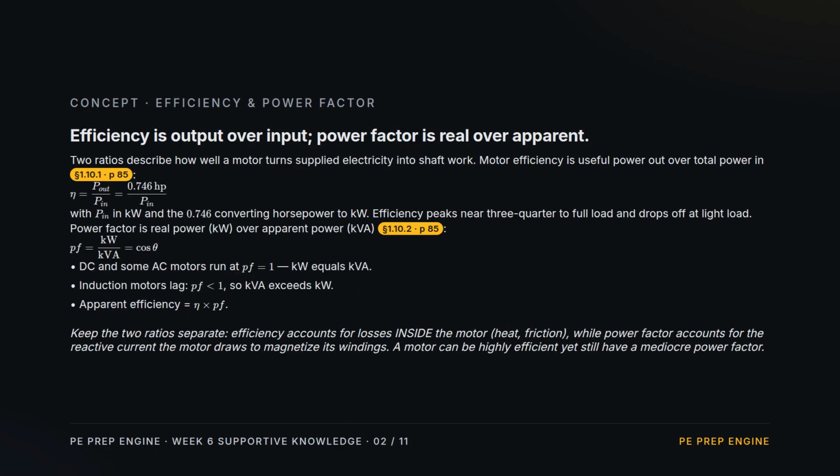Two ratios describe a motor. Efficiency is useful power out over total power in, where the 0.746 converts horsepower to kilowatts. Efficiency peaks near three-quarter to full load and falls off when lightly loaded. Power factor is real power over apparent power, kilowatts over kilovolt amperes, and it equals the cosine of the phase angle. Direct current and some alternating current motors run at unity power factor, but induction motors lag, so their kilovolt amperes exceed their kilowatts. Multiply efficiency by power factor and you get apparent efficiency.